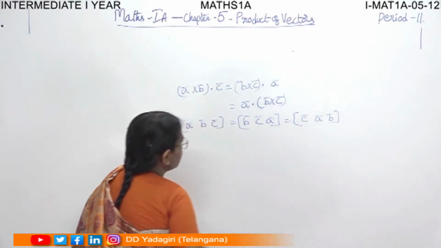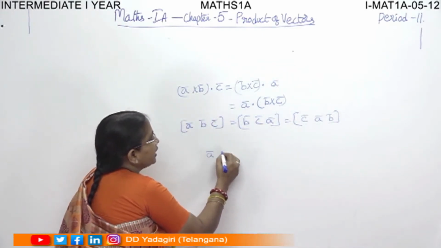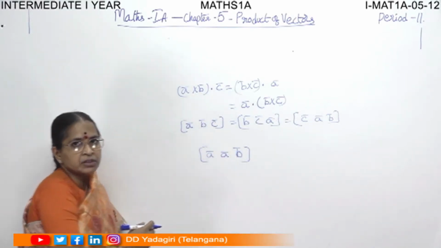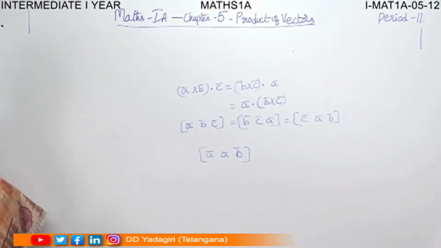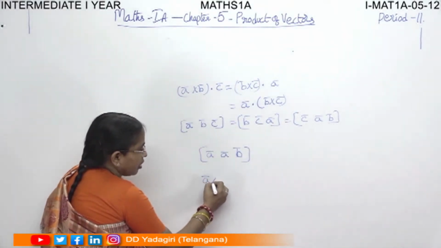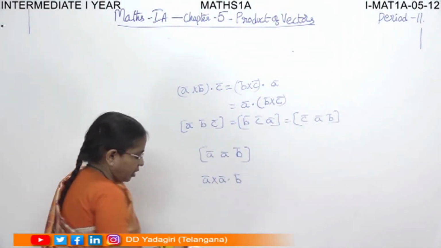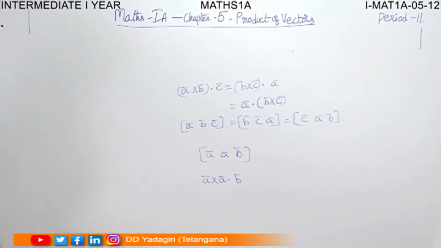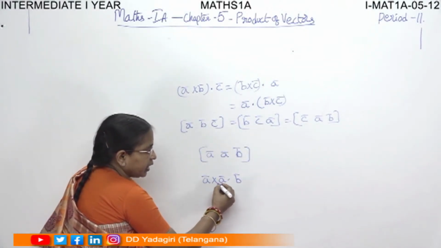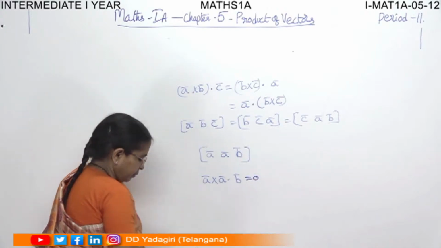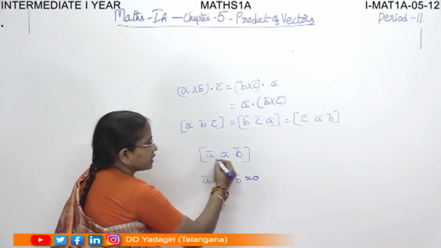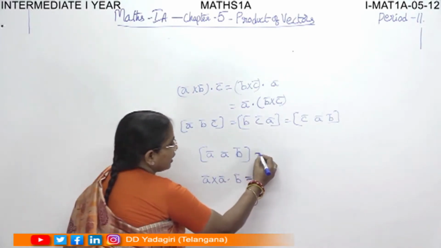Now next property is, suppose that two vectors are identical in a box product. Then what happens? It is A cross A dot B. You can write cross and dot anyway. So if I write cross here between A and A, we know that A cross A is 0. So A cross A dot B is equal to 0. That means if two vectors are identical in a box product, then its value is 0.